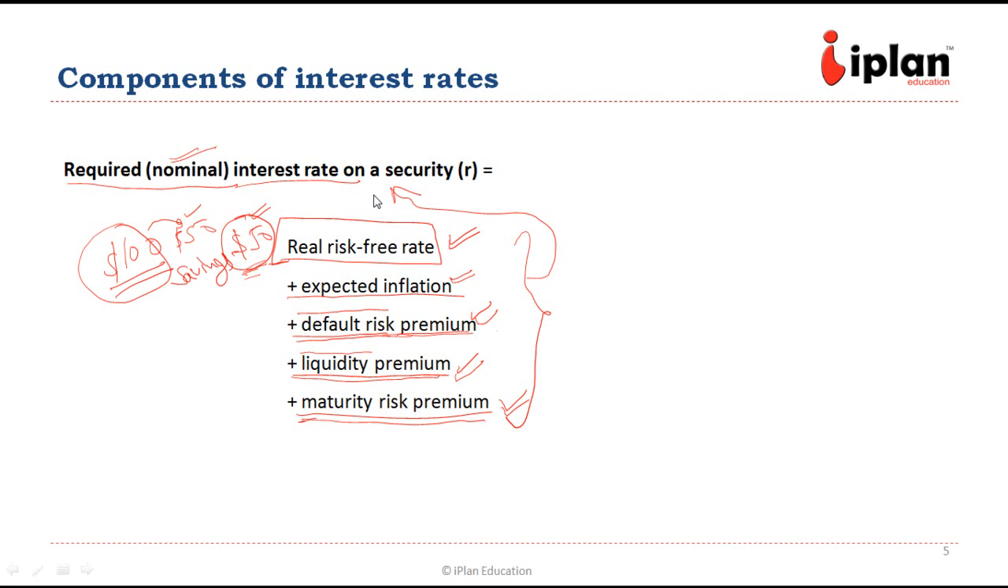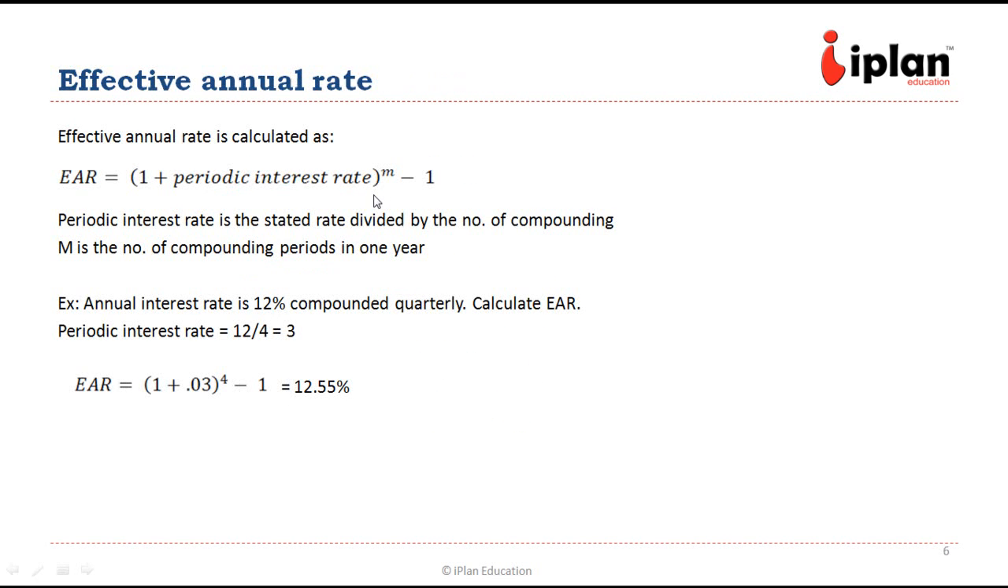So now let us look at a few other concepts. Firstly, effective annual rate. Sometimes the compounding does not happen annually. So in that case, effective annual rate becomes different. I'll explain with an example.